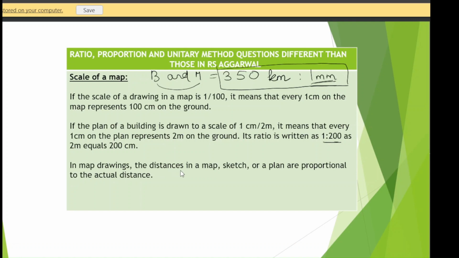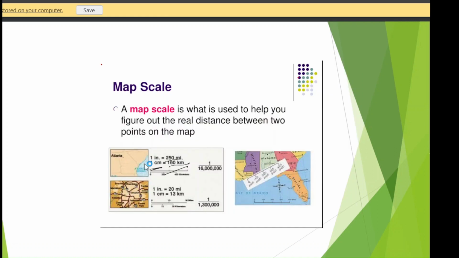In map drawings, the distance in a map, sketch or a plan are proportional to the actual distance. See, here we have shown 1 millimeter is proportional to 350 kilometers on ground. So that is what this sentence is meaning to say. Now let's see one example. See, a map scale is used to help us figure out the real distance between two points on the map. Like here, we have got 1 inch. 1 inch here is equal to 250 miles on ground.